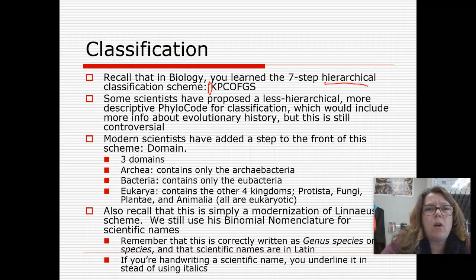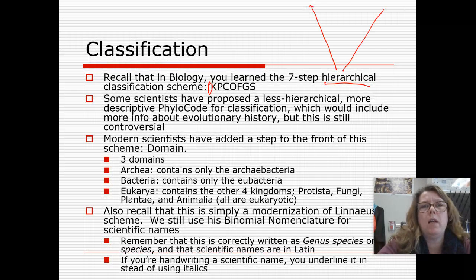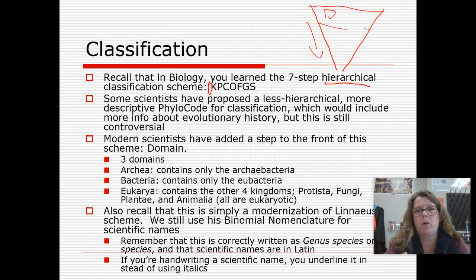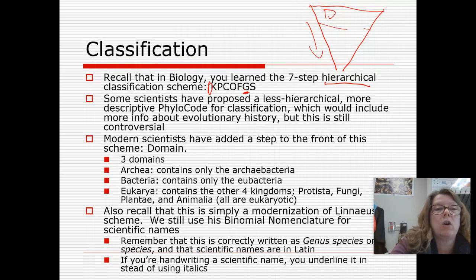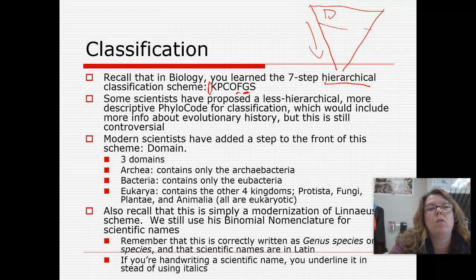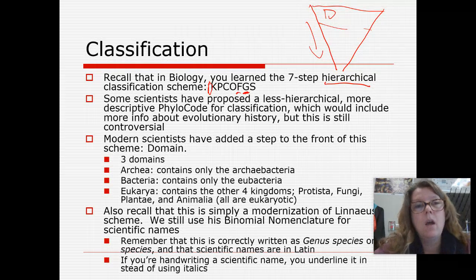Remember that this is hierarchical, right? So the largest category is at the top with the domain, and then it just goes down from there, with smaller and smaller categories. Now, while the categories get smaller, remember the degree of specificity actually gets greater as you move down that hierarchy from domain towards species. So as you get fewer and fewer organisms in each group, they have more and more in common within each group. So the things in the same genus are going to have more in common than the things in the same family or the things in the same order. Okay, just some quick reminders about that.